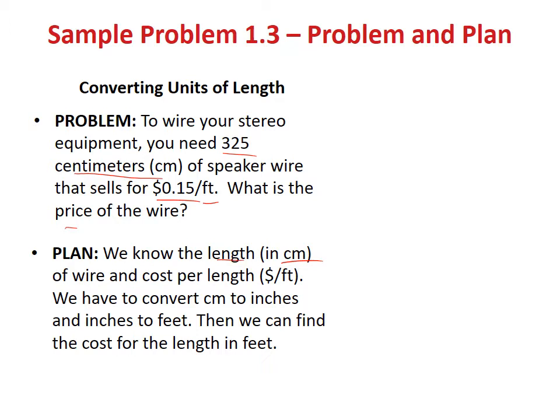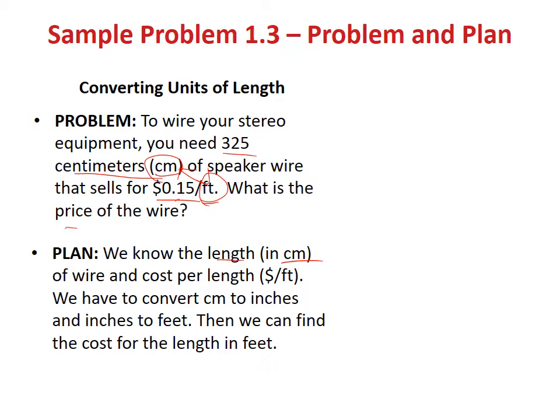First, let's look at the length units. Given is centimeter, but the price is dollar per foot. Even though both are units of length, they are in different systems. One is an SI unit, one is an English unit. So first we need to make a conversion from centimeter to foot. We go back to the table we showed before, the common SI English equivalent quantities. In the 8th edition it is table 1.4.